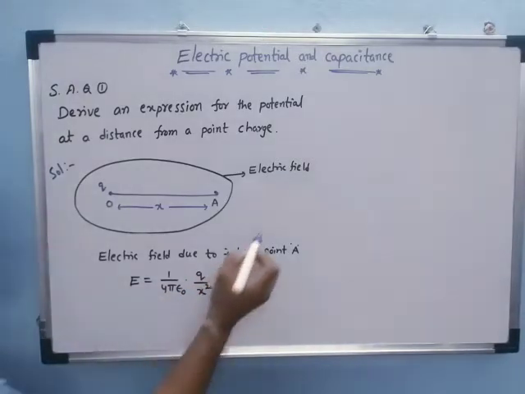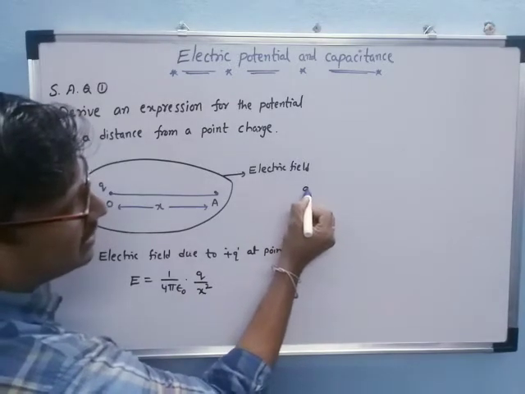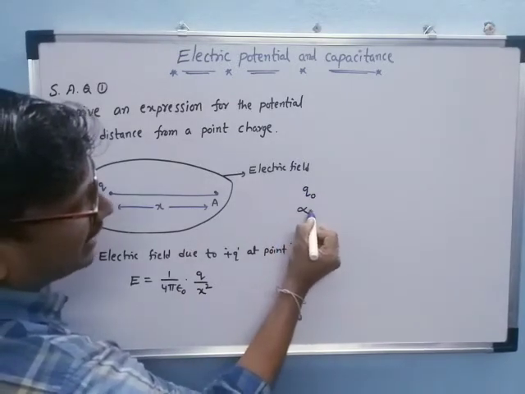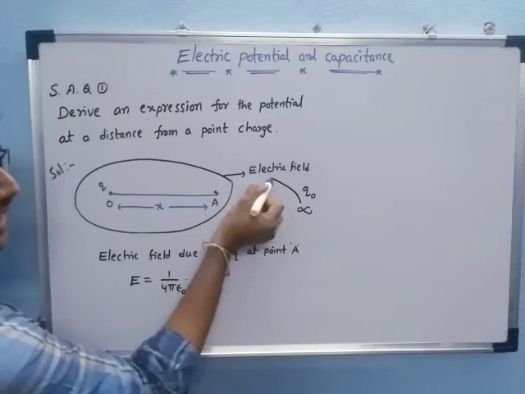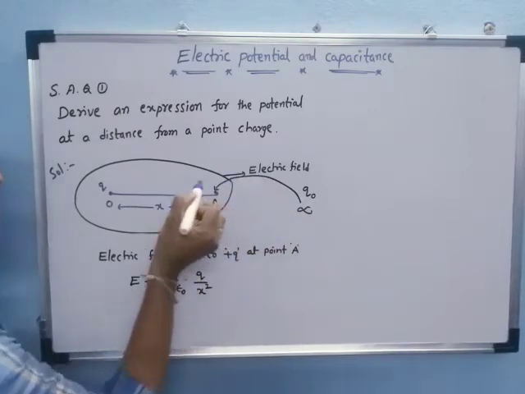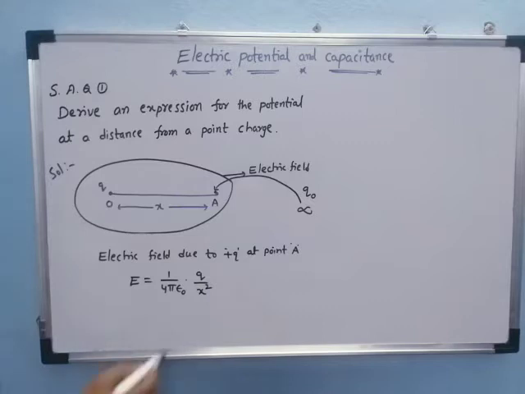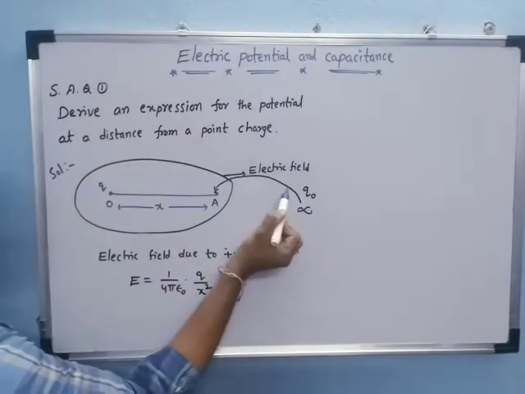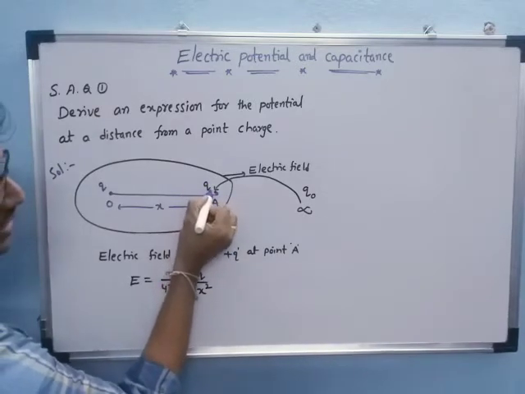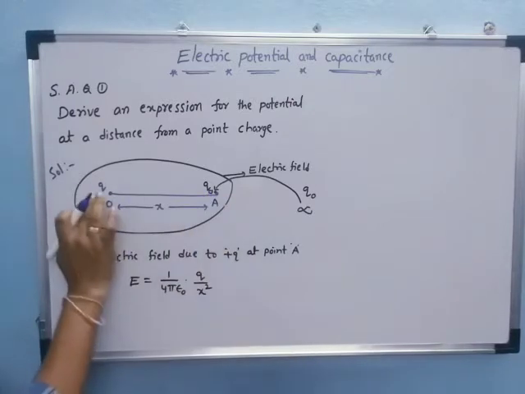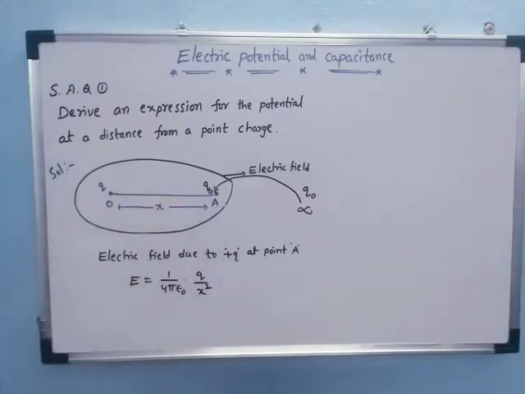Next, we consider another charge, q naught, which is at infinity. This q naught charge is brought from infinity into the electric field at point A. Now the two charges, q and q naught, have attraction or repulsion, so Coulomb's law applies.